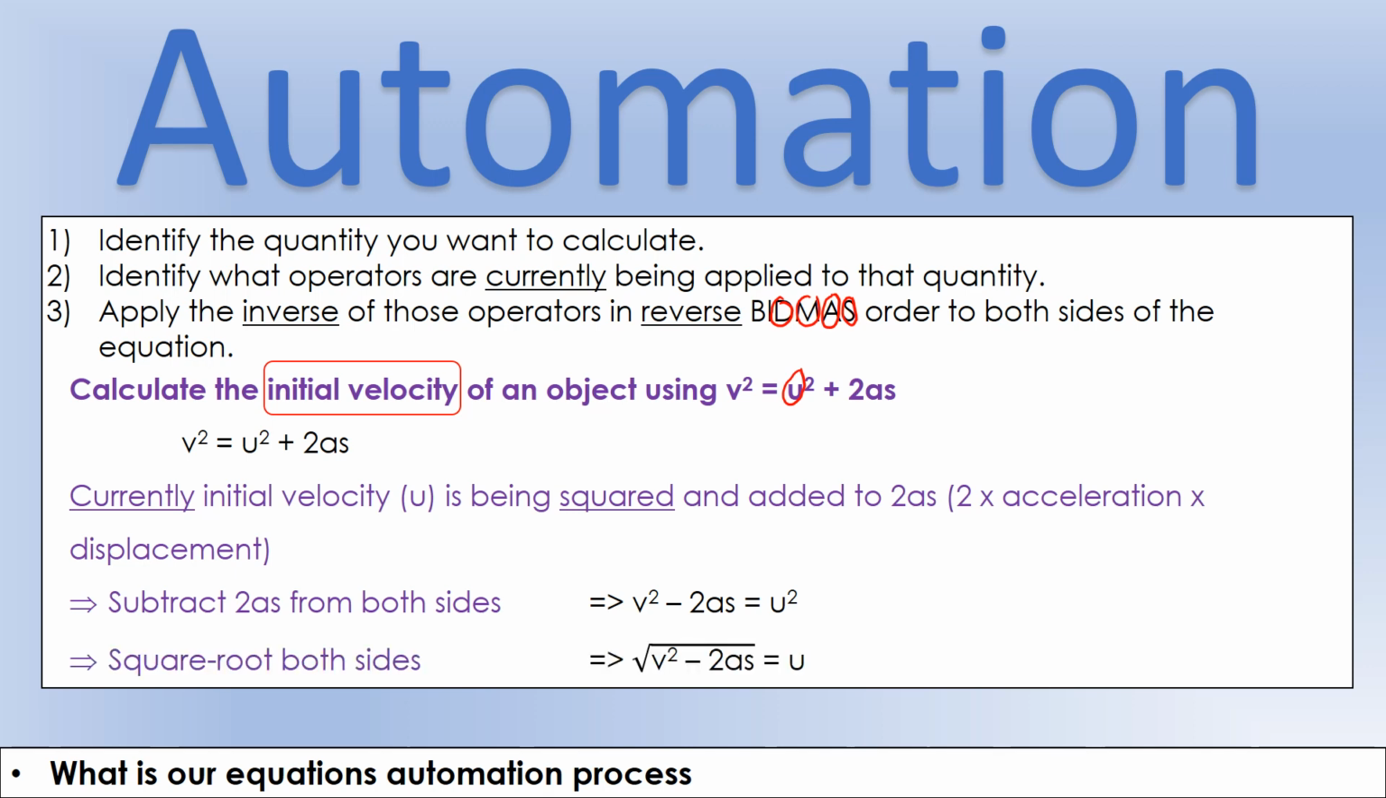So what we're going to do is square root both sides, and we're going to square root everything on both sides. So square root of v squared minus 2as, and square root of u squared, which is u. Technically it's plus or minus u, but we won't get into that for now. And what we've done is we've made u the subject here. So we could now plug in values for v, a, and s, and we could calculate what u is. And so we've taken care of powers. There aren't any brackets, so we've done that. We've applied BIDMAS in reverse order.